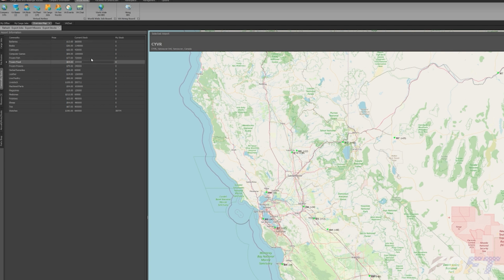on the plane. Again, northbound's where I'm making a lot of money. I'm making pretty good money actually going south as well, just not as much. All right, so we're just going to go through these commodities.